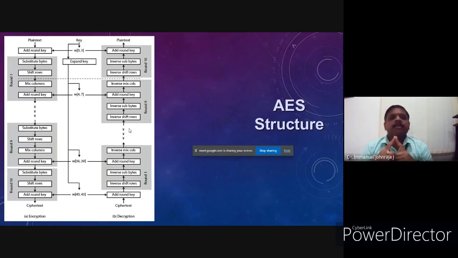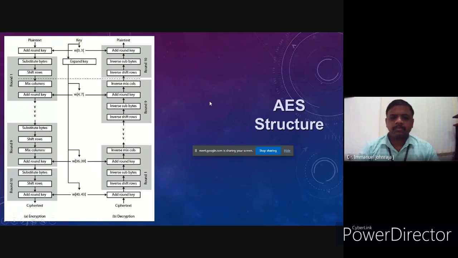But here you got shift rows, substitute bytes, and then the key. Mix columns, shift rows, substitute bytes. That's the way. So it's in the reverse way. But what is the first step? We got substitute bytes, shift rows, mix columns. But here it is inverse mix columns, inverse shift rows, inverse substitute bytes. So the operation also is substituted in an inverse way. This is what happens in AES decryption. So we have learned AES encryption, and we also have learned AES decryption, right?